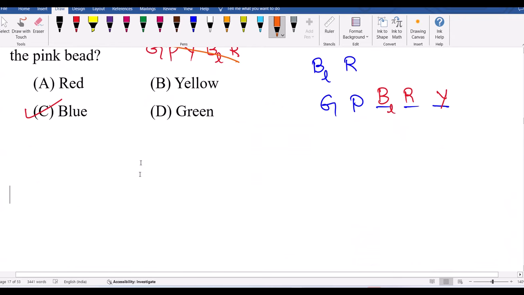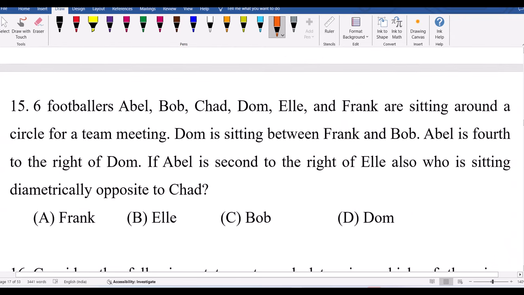Seating arrangement, sir. In one set, we are getting around 8 questions. In Mettl, all 8 questions are different. That is why we are getting this much seating arrangement related stuff.